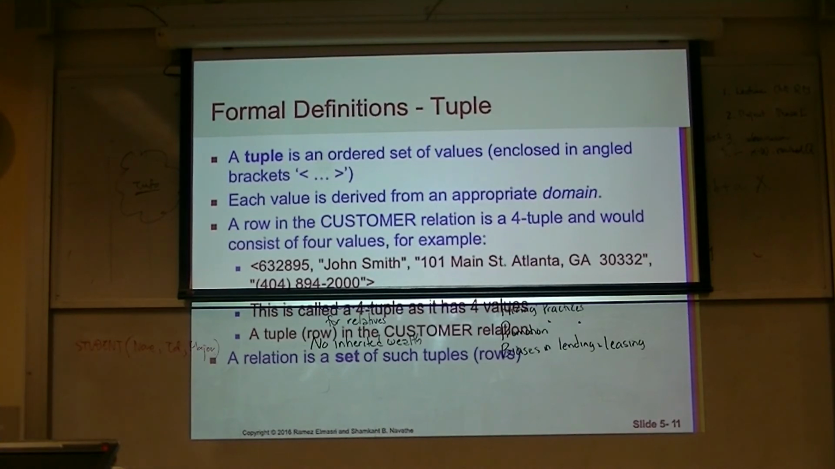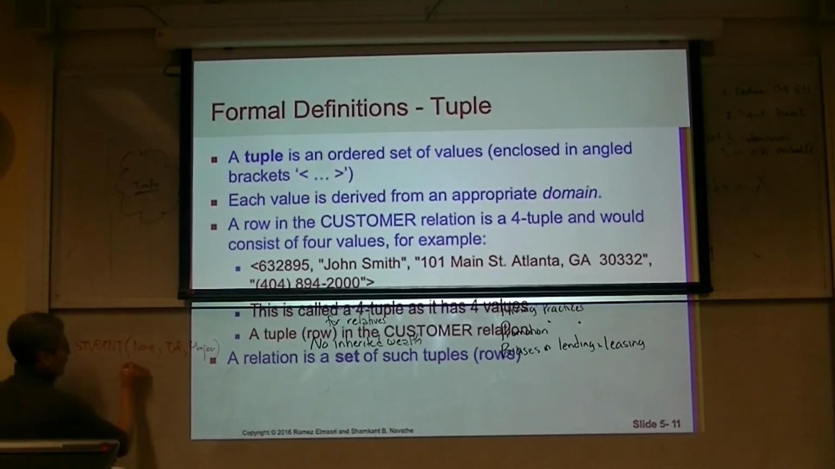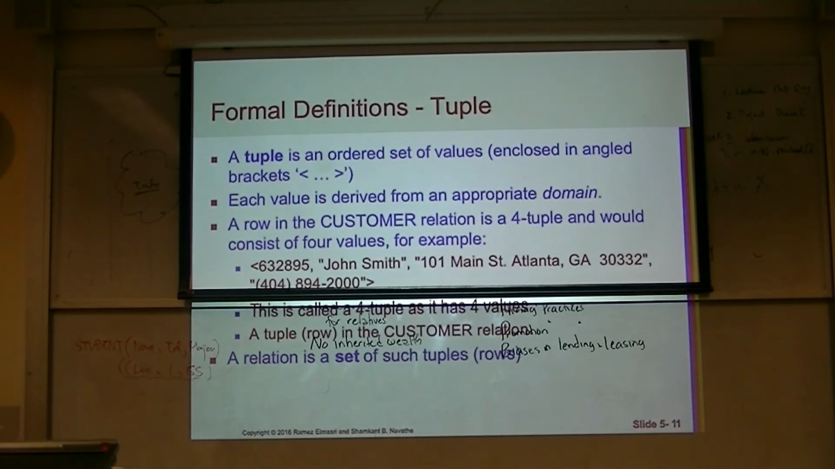So this is our schema of the student relation. Then, if we build a real database, a real relation, for example, Lee, ID1, CS. How can we get such a data relation? Tuple.